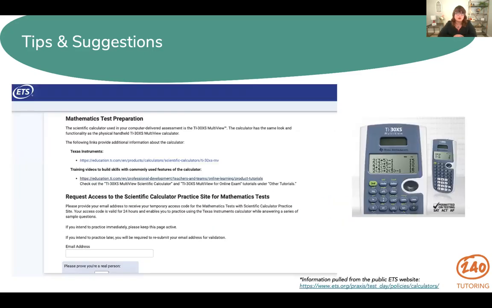I think it's wonderful what ETS does. If you look on their website, you can actually request access to the on-screen calculator and practice with it. Y'all, an on-screen calculator is much more tedious to use than one right in your hands. So when you want to practice with that on-screen calculator, and I highly recommend you do, go check out this website and you can see right there how to sign up and actually get some practice.